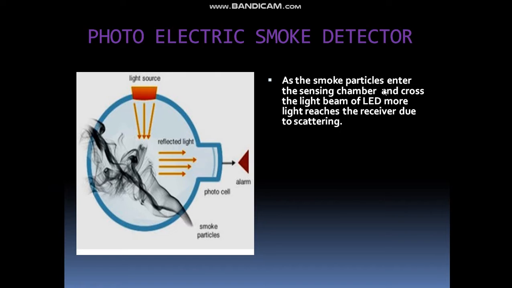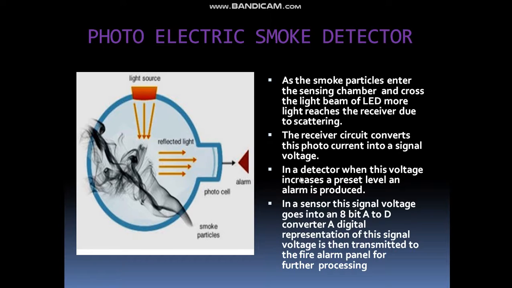As the smoke particles enter the sensing chamber and cross the light beam of the LED, more light reaches the receiver. Why does more light reach the receiver? Because the light gets scattered by the smoke particles. That's why more light reaches the receiver due to the scattering. That is the main principle. The receiver circuit converts the photocurrent into signal voltage. So the receiver circuit, which is nothing but our photocell, receives the light and converts it into a current signal.